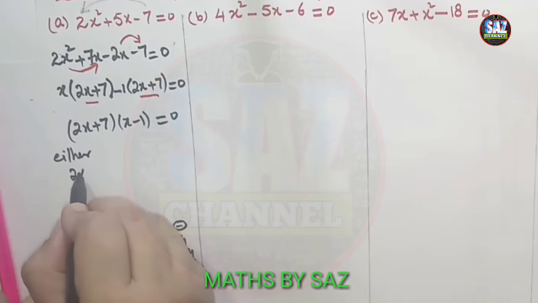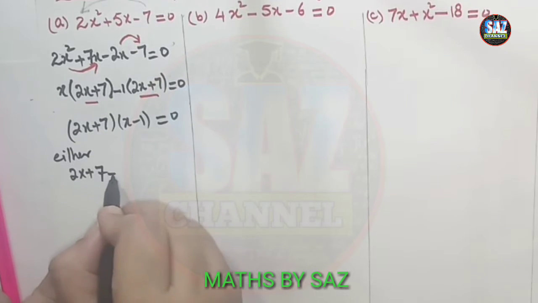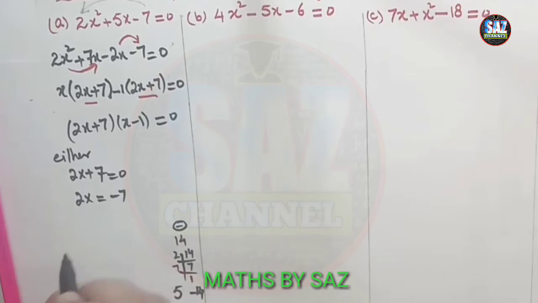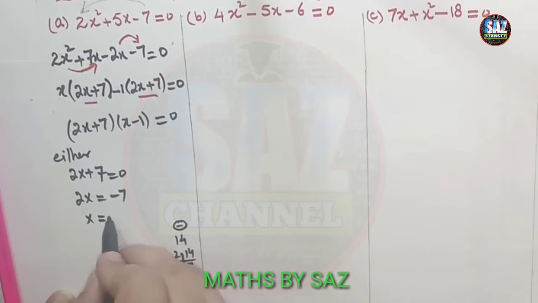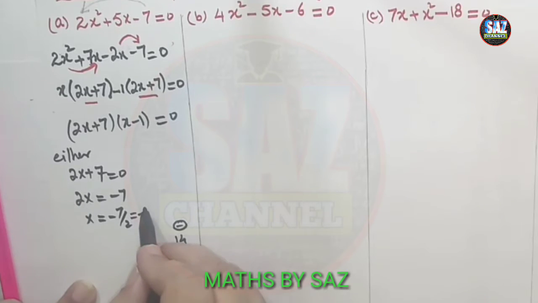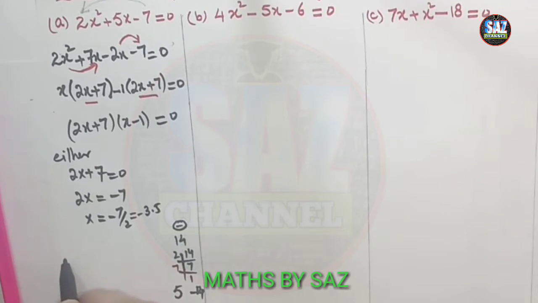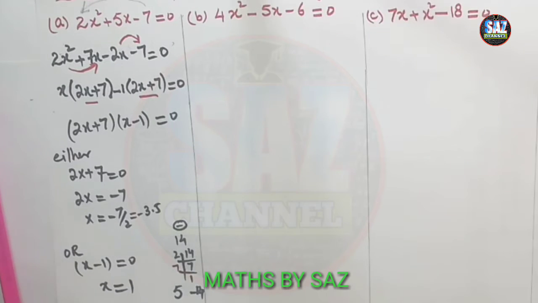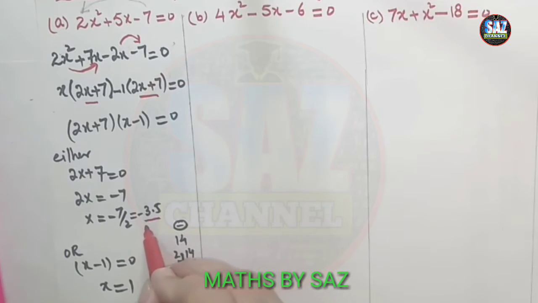Either 2x plus 7 equals to 0. This will give me 2x equals to minus 7, and x equals to, shifting this 2 to the other side, 7 by 2 or minus 3.5, or the other route, x minus 1 equals to 0, or x equals to 1. So I hope you are clear about the meaning of the word solution. Solution means to find the values of unknowns.